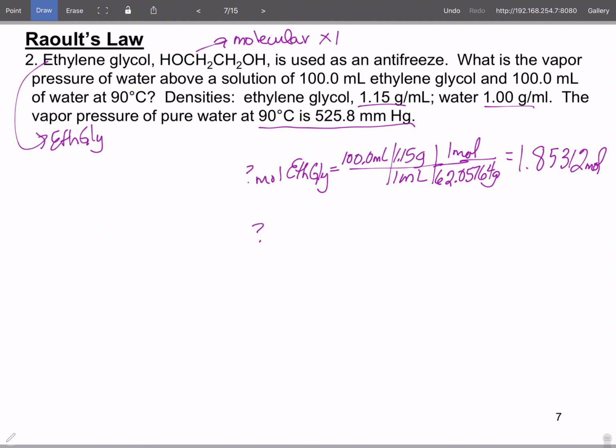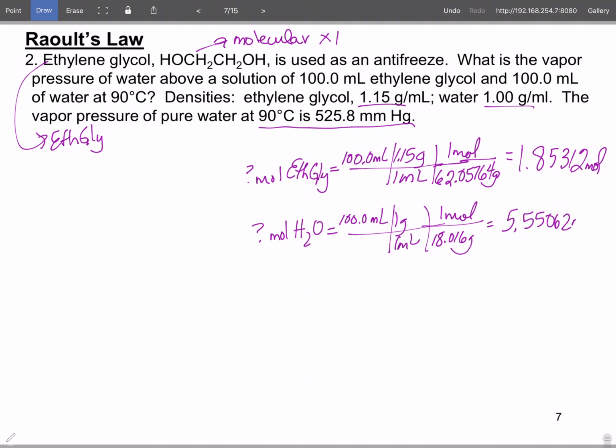We're also going to need the moles of water. Again, we're going to start with 100 milliliters. But remember, for water, the density is 1 milliliter is 1 gram, or 1 gram per milliliter, and it's 18.016 grams per 1 mole. So we end up with a whopping 5.55062 moles of water. Well, that immediately tells us that our solvent is going to be the water. The solute is going to be the ethylene glycol.